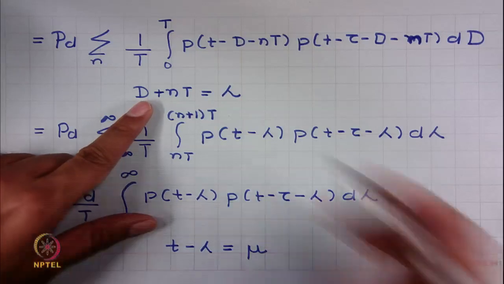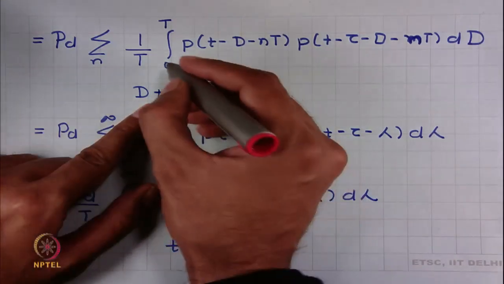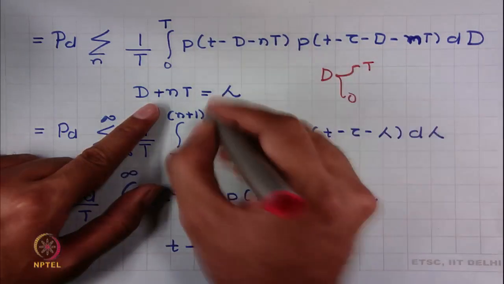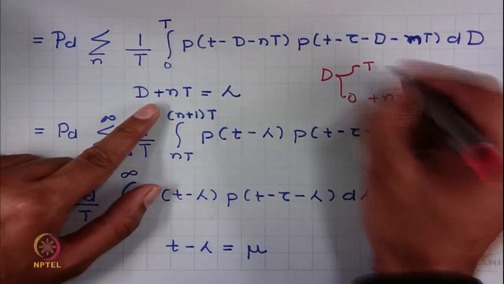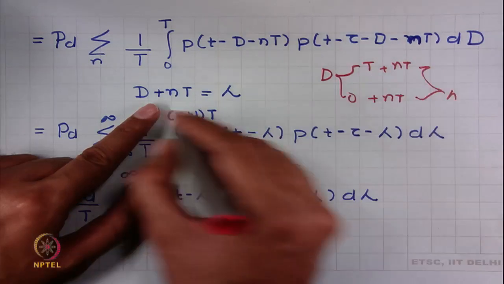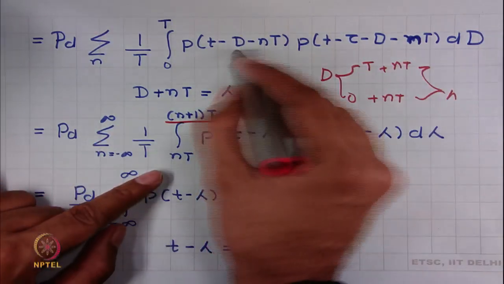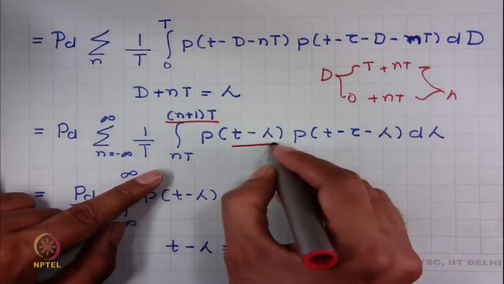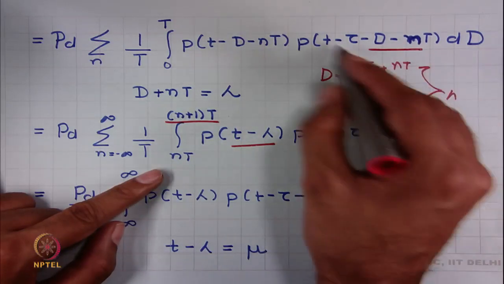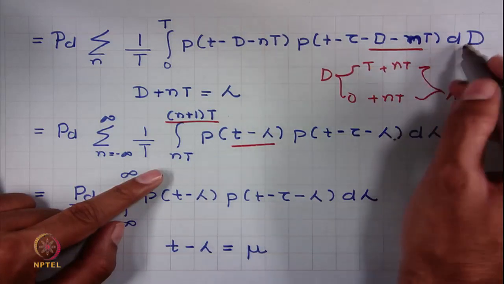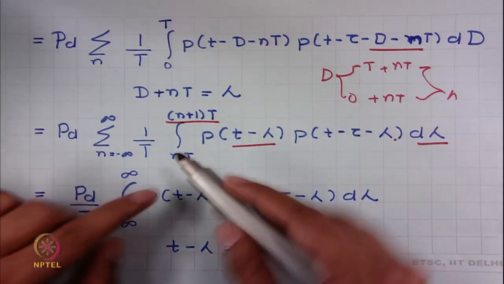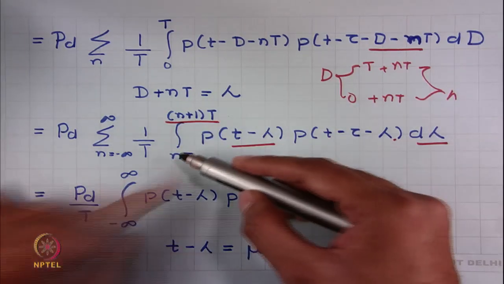So, first let us see where the limit would go. d goes from 0 to t, so lambda would go from n t to n plus 1 t. Okay. Then d plus n t is lambda. So, this is t minus lambda, this is again t minus lambda. So, this is lambda. So, this is t minus tau minus lambda, and I need to integrate it for d lambda.